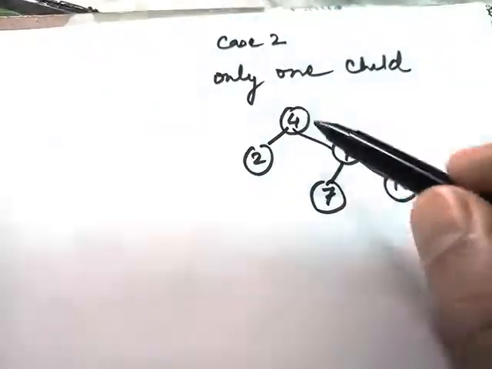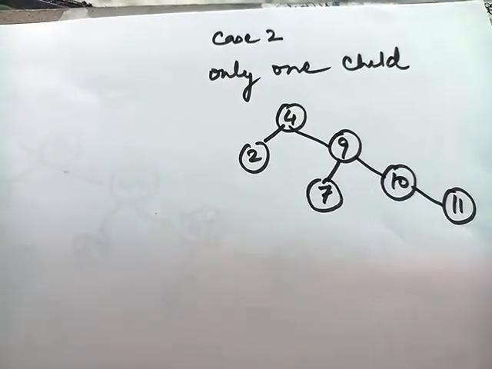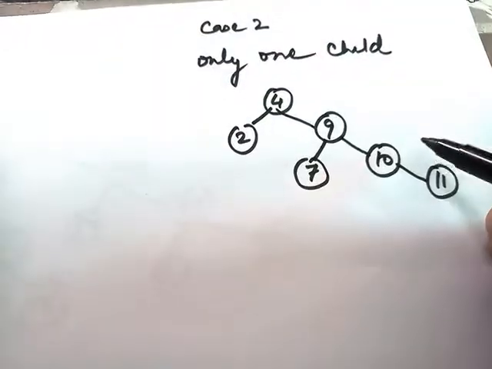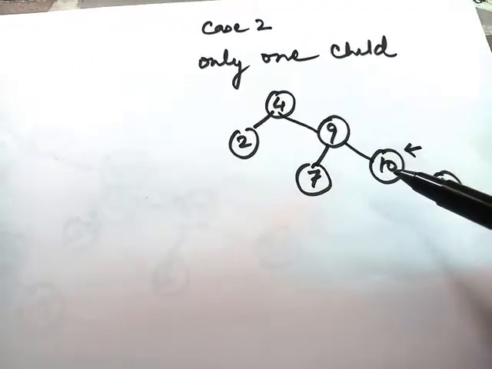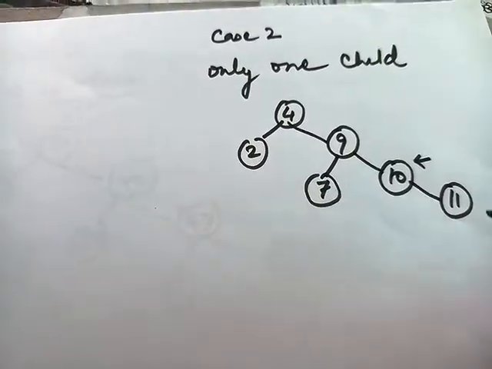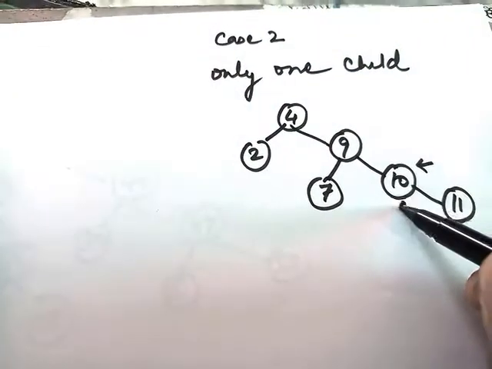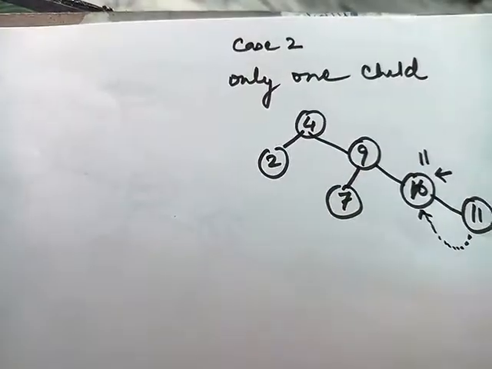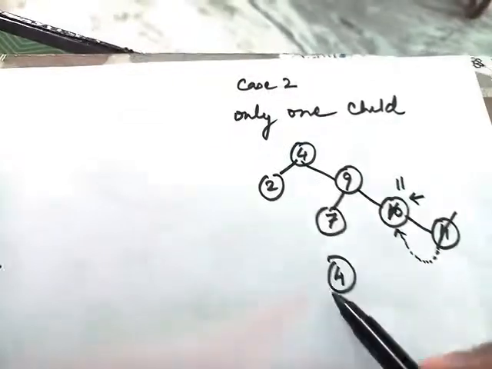Let's have another example. Just assume that this is the case. We have a set of nodes and it is a BST. After deletion also it should be a BST with all the BST properties, and just assume that I want to delete 10. This deleting node has one child, that is 11. So what should I do? Simply I copy the child of 10 to this node. So instead of 10, it will become 11, and then remove this child.